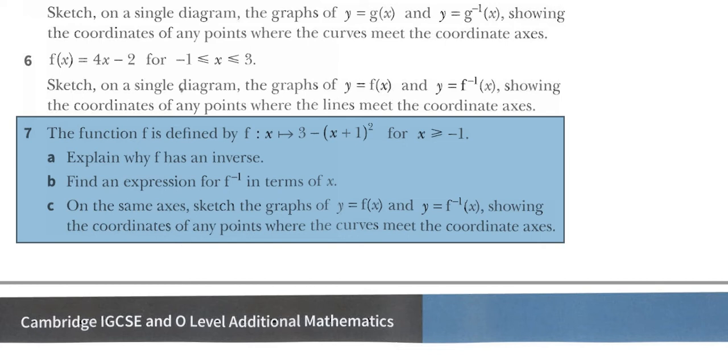Question number 7. The function f is defined by f(x) = 3 − (x + 1)² for x ≥ −1. Explain why f has an inverse. First, I want to copy this question.